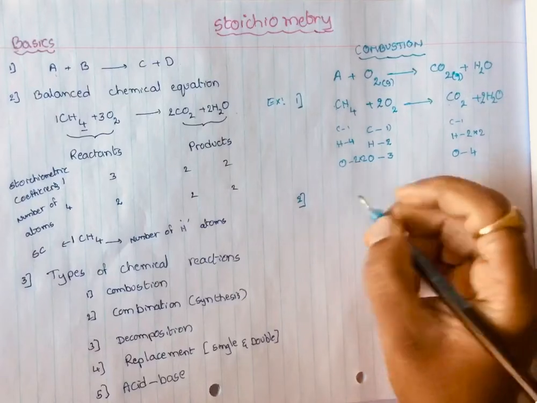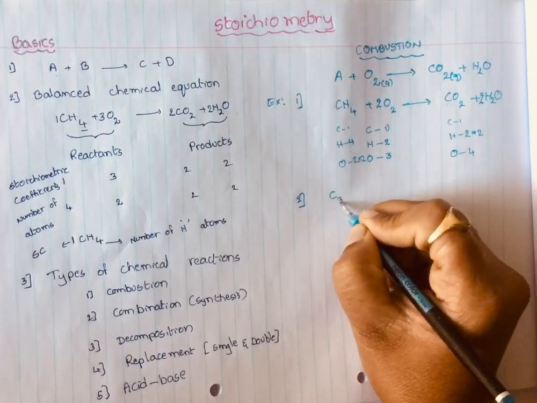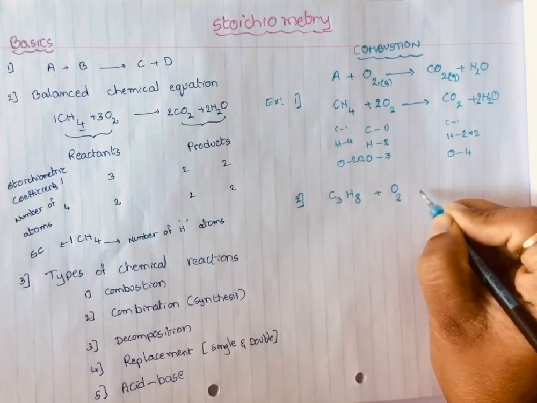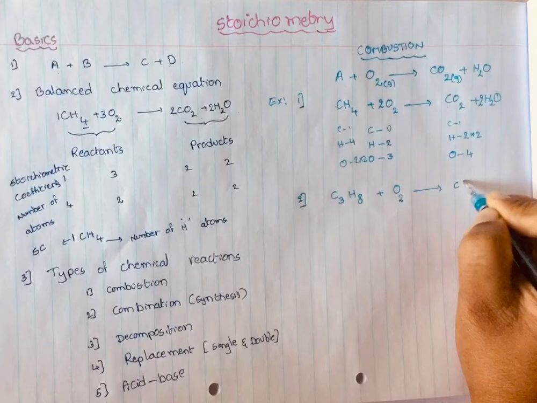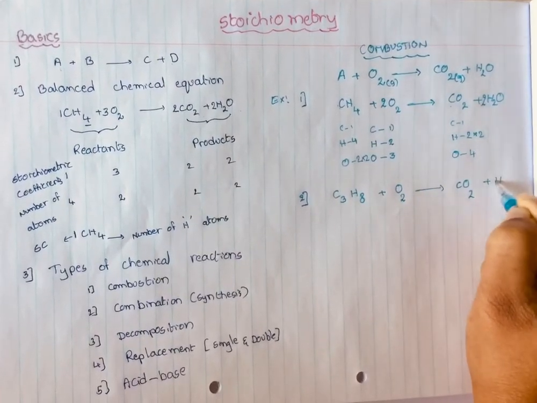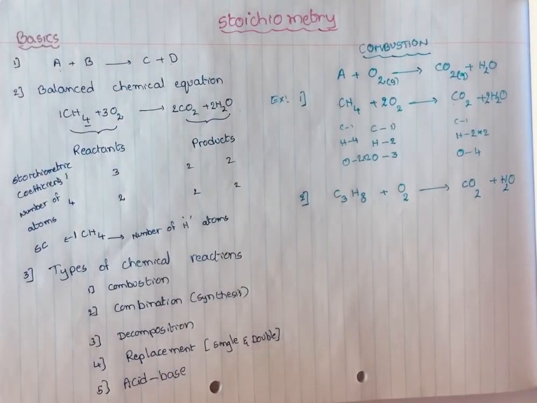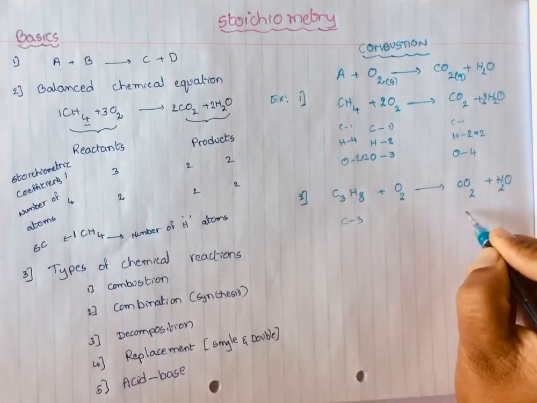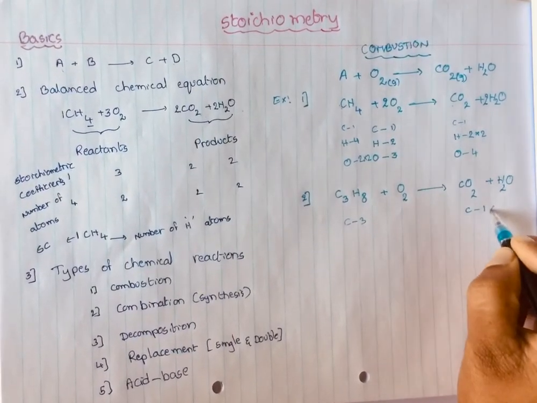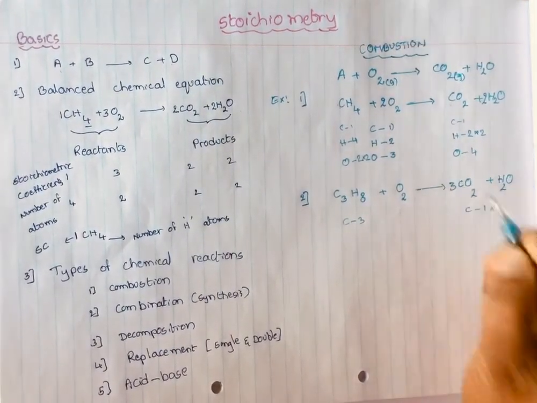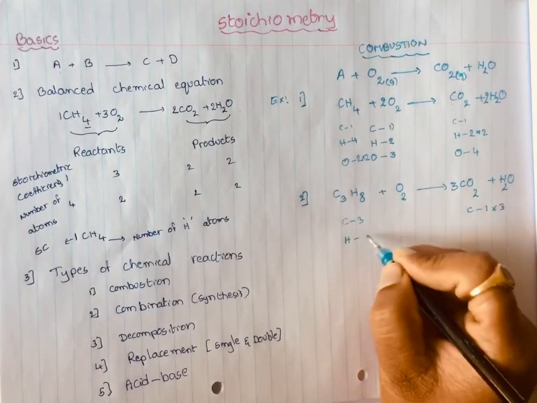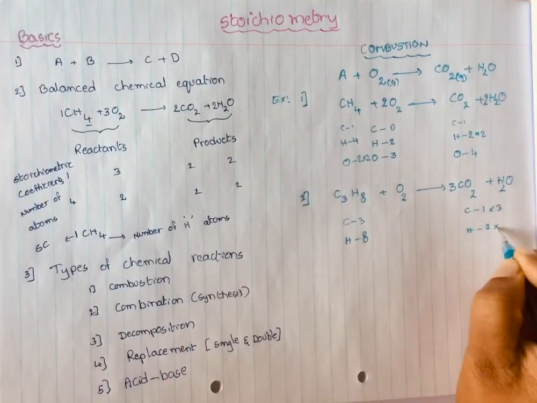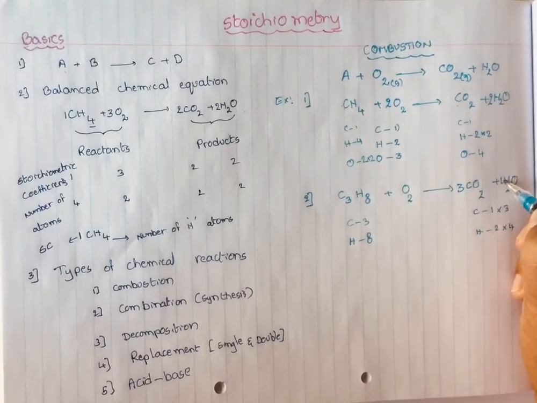Similarly, if I take one more example, propane, C3H8. It will undergo combustion in the presence of oxygen and give the same products, carbon dioxide and H2O. How can I balance this reaction? As I said, first balance carbons. Here 3 carbons in reactants, in product only 1 carbon, so I multiply with 3. Next, hydrogens. In reactants we have 8 hydrogens, but in products only 2. So I have to multiply with 4.